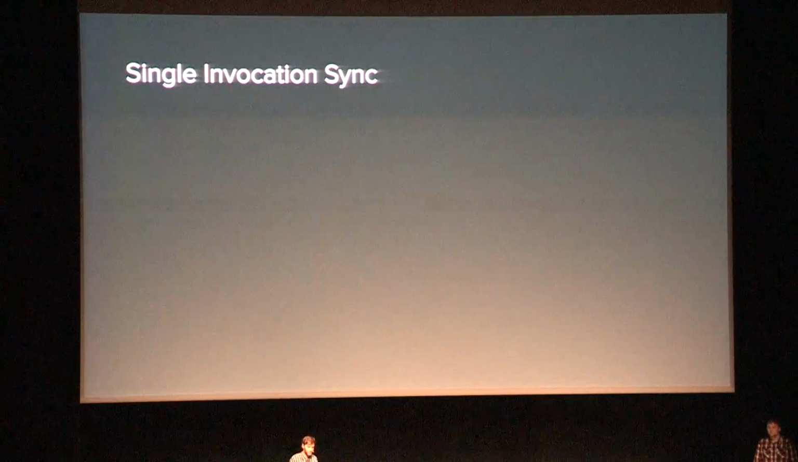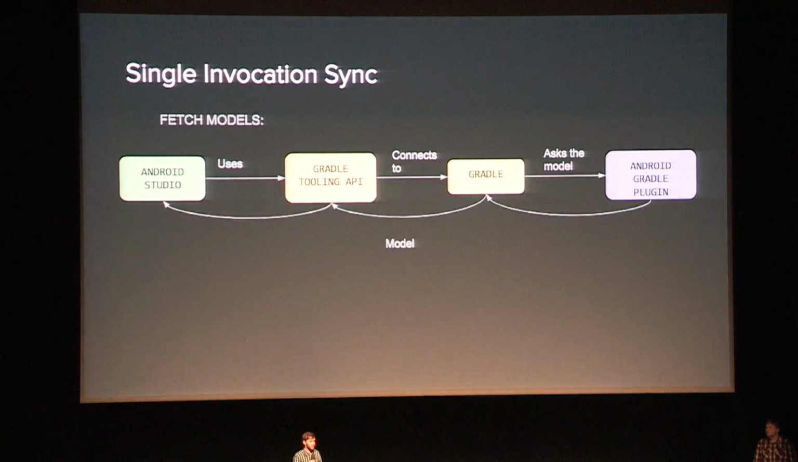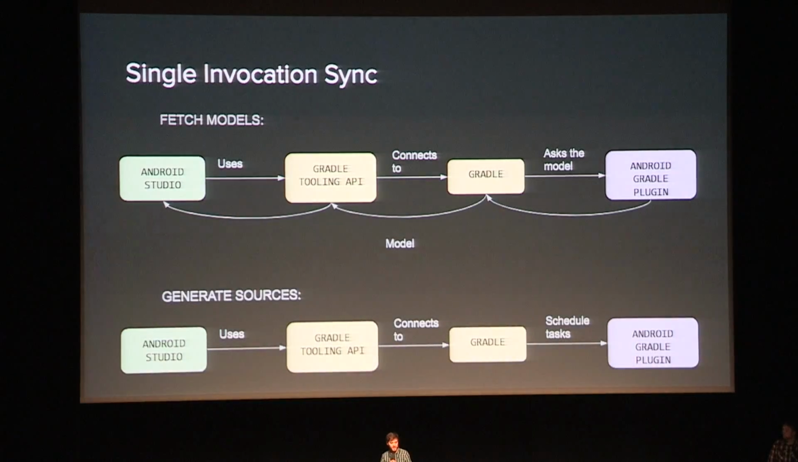So those 2 steps, the first one is done like this. Android Studio uses the tooling API to connect to Gradle, and then it asks the plugin for the model, and the model is returned. And generating sources is pretty much the same. Android Studio uses the tooling API to connect to Gradle and then schedules tasks to be run. But we still have to invoke Gradle twice because the tooling API doesn't provide us a way to first fetch a model and then run tasks, because our task names depend on the modules we got.